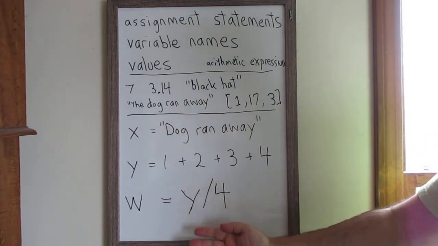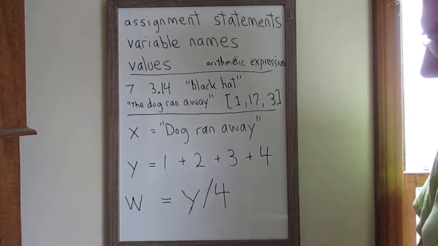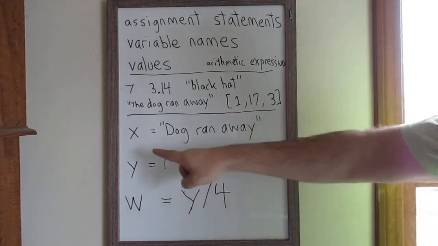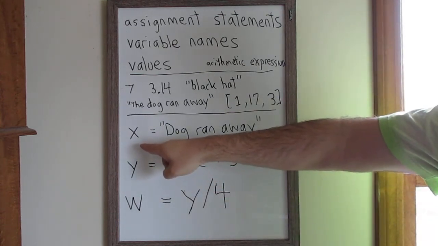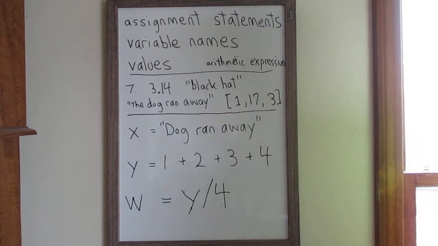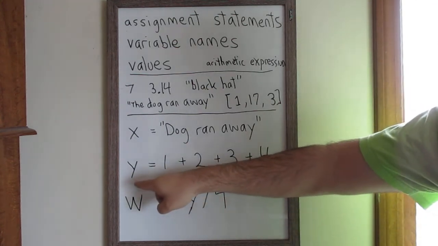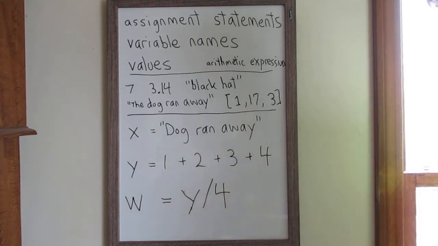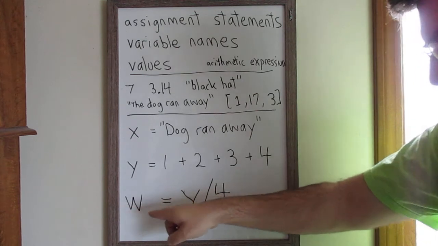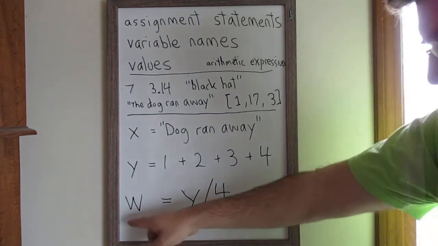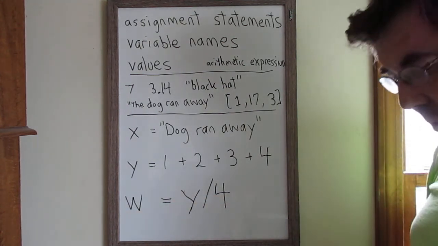All right, so these are 3 assignment statements, and with each assignment statement, you have something on the left side and something on the right side. Here, the variable name x is now connected to the value dog ran away, a string. Here, the variable name y now refers to the value 10 because this expression computes to the number 10. And here, the variable name w now refers to y divided by 4, which is 10 divided by 4, which is 2.5. Therefore, w now refers to the number 2.5.